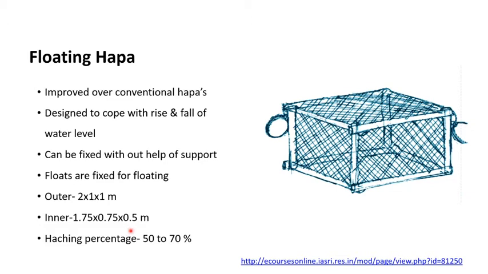The hatching percentage is more than the conventional HEPAs, that is 50 to 70%. Silt may get deposited in the HEPA, which causes mortality of the spawn. It may be displaced due to the movement of water, and rearranging is time consuming. The hatching rate is not high. So there are some disadvantages in the floating HEPA.